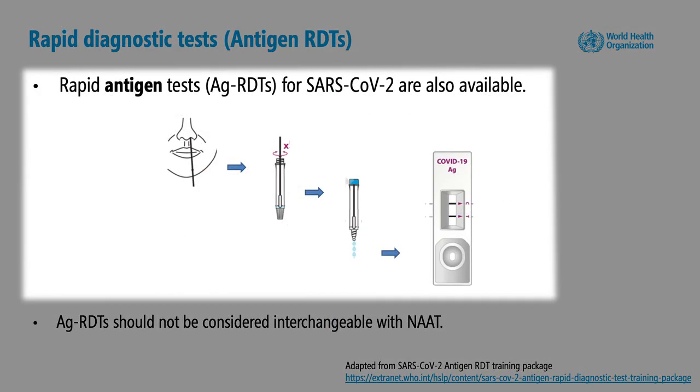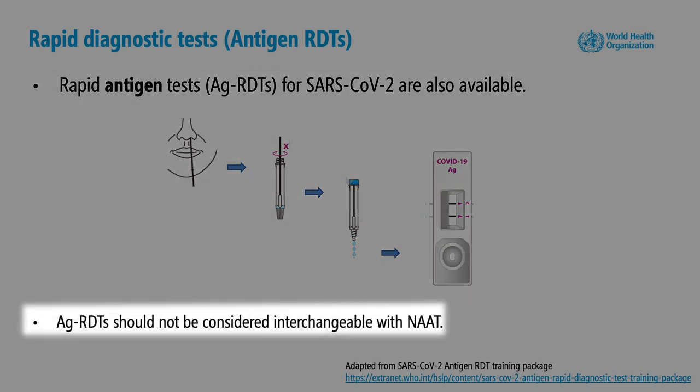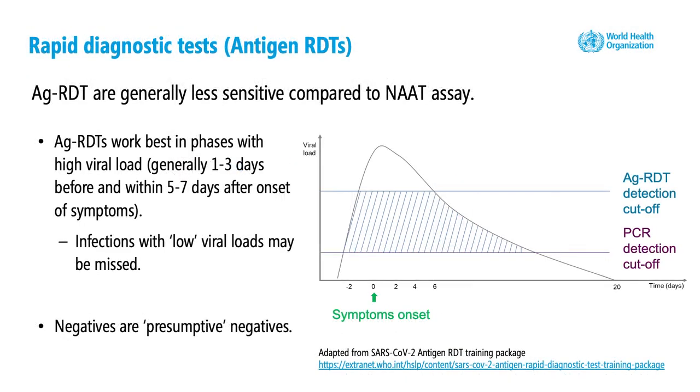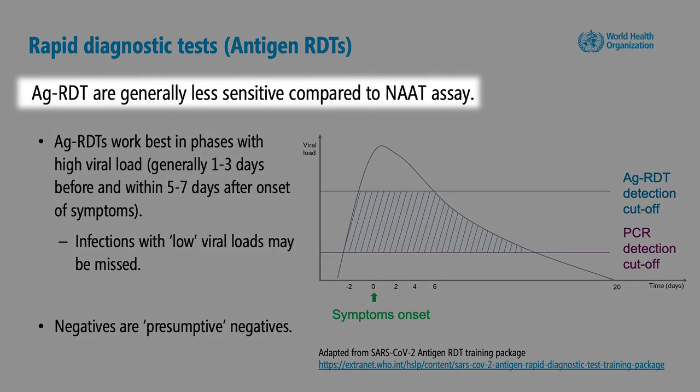Rapid antigen tests are usually done at the point of care. Antigen tests detect viral proteins, not viral genetic material. These tests should not be considered interchangeable with molecular tests, and we will see this in the next slide. Antigen RDTs are generally less sensitive compared to NAT assays.